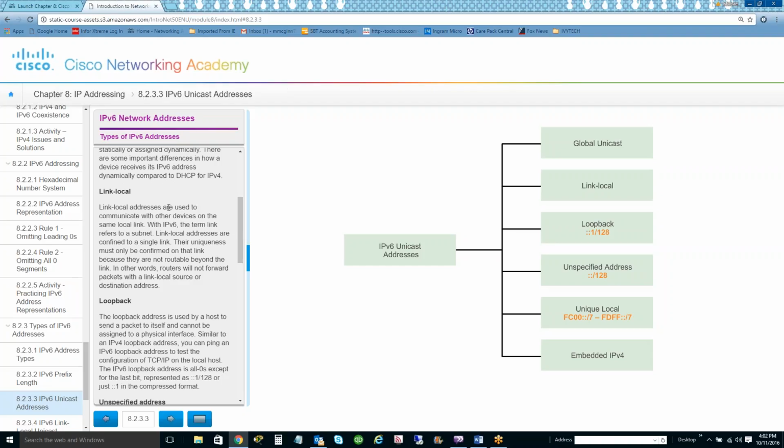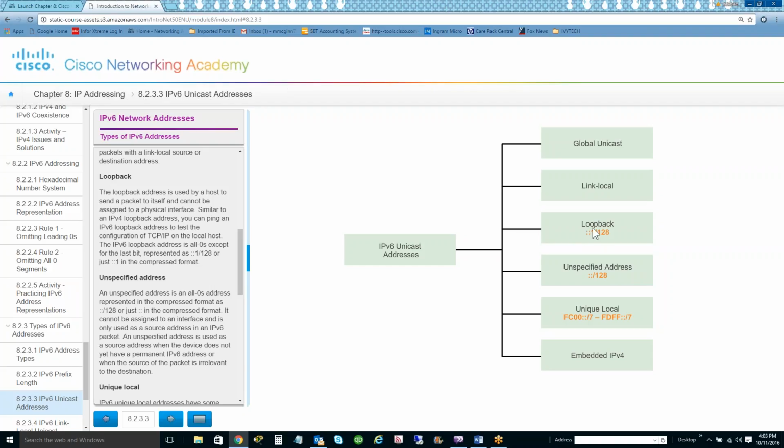The link local addresses are used to communicate with other devices on the same local link. In other words, the same local area network. With IPv6, the term link refers to a subnet. Link local addresses are confined to a single link. Their uniqueness must only be confirmed on that link because they are not routable beyond the link. In other words, routers will not forward packets with a link local source or destination address. Kind of sounds like private IPv4 addresses, doesn't it?